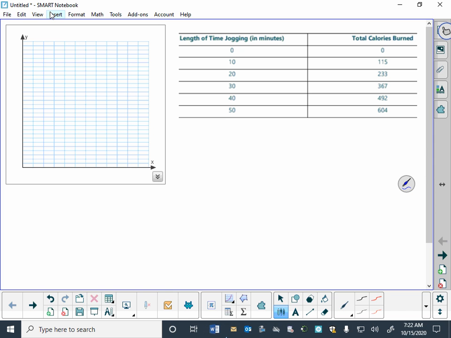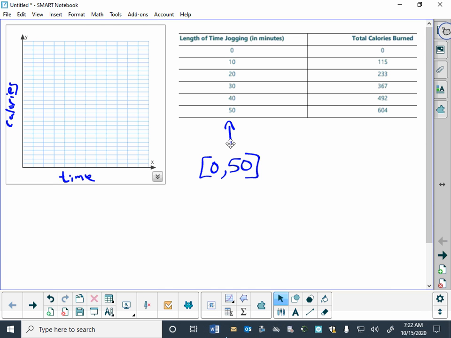I need to make some choices on my graph. I look here, and I see that my numbers go in this column from 0 to 50, and those are my inputs. It makes sense to talk about time jogging and calories burned. The independent variable is the time jogging. Calories I burn depend on how much time I spent jogging. So my jogging time will go down here. The other axis will be about calories.